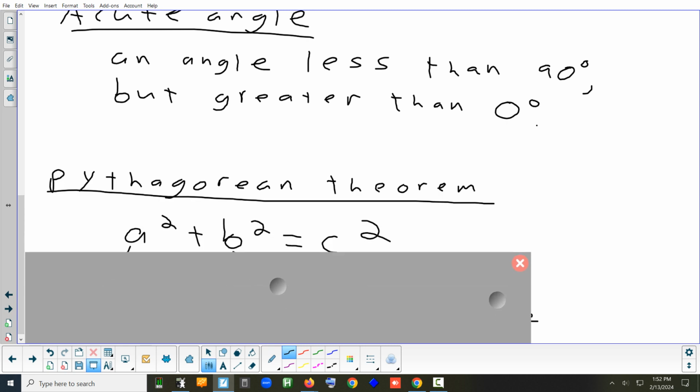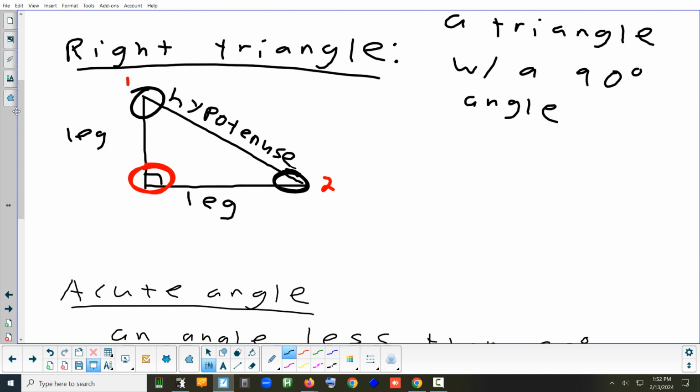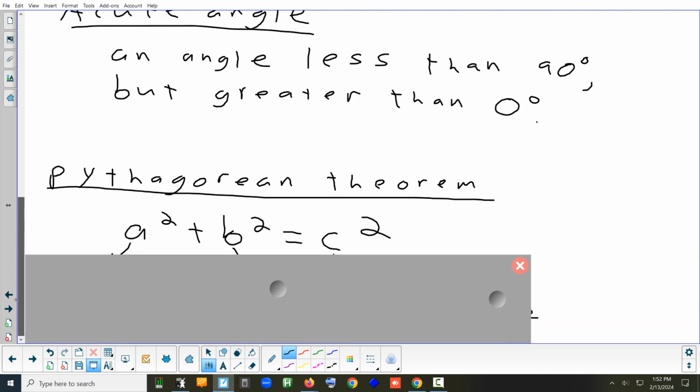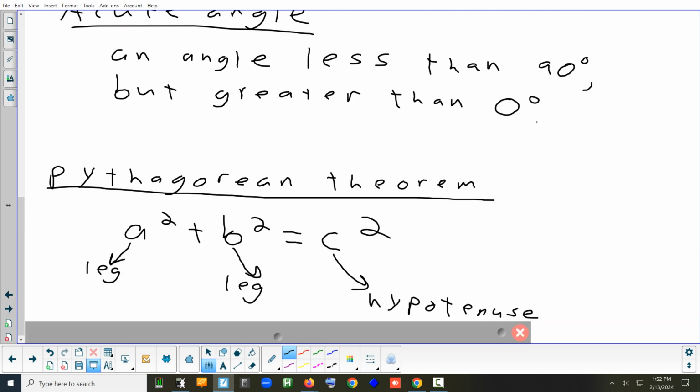Right. And can you explain what that means? I don't have an A, a B, or a C in my diagram. A and B are the legs. C is the hypotenuse. Yes. Whether you call it X, Y, Z or A, B, C, the letters you use don't matter. It's the idea of the theorem. If you take one leg and square it, plus another leg squared, you get the hypotenuse squared. That's the Pythagorean theorem.